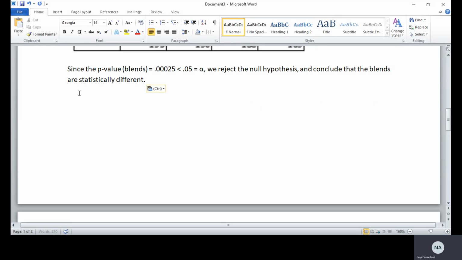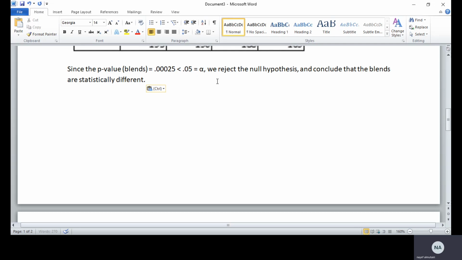Since the p-value of the blends of the samples is 0.00025, which is less than 0.05, and that's alpha, we reject the null hypothesis. We reject that they are similar. So between all three fertilizers, there is a huge statistical significance.